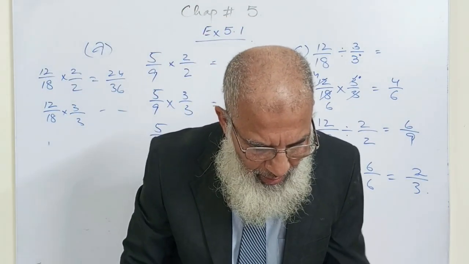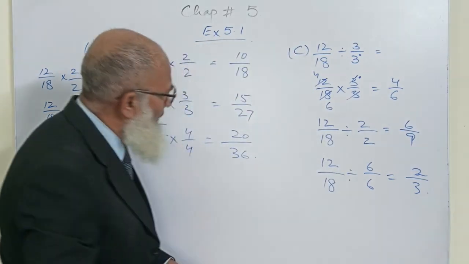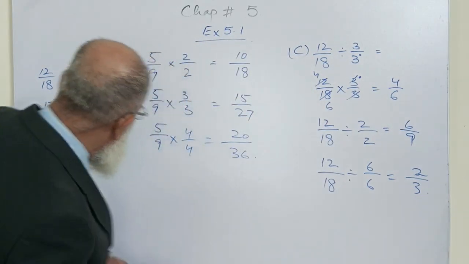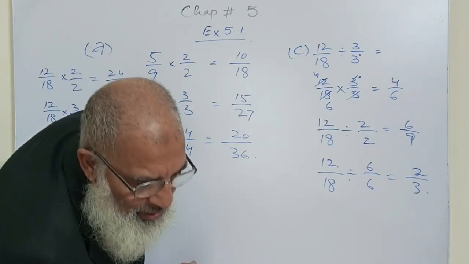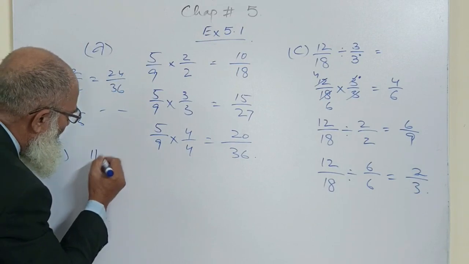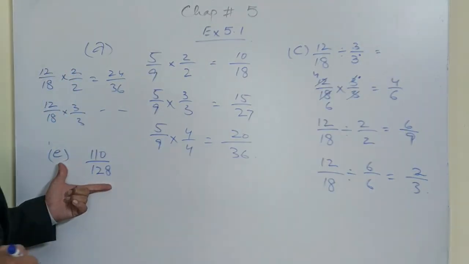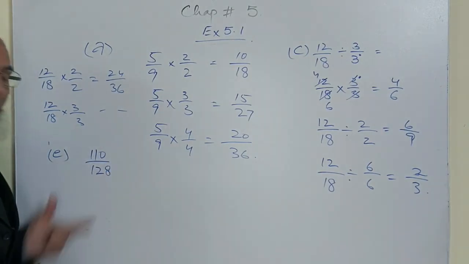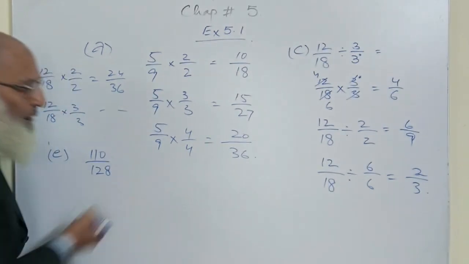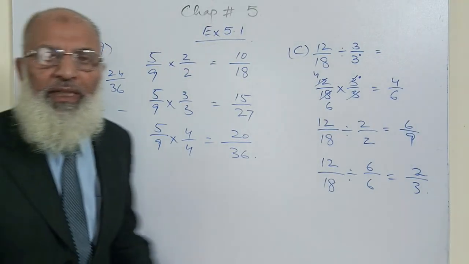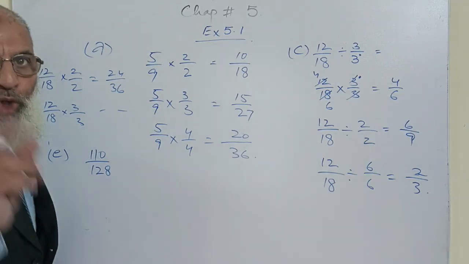Now, question number D, E. Let me do another question, and that is E. E is 110 divided by 128. You see, again, we have come to very big numbers. Now these are almost big numbers. So by multiplying it, we'll get even bigger numbers.